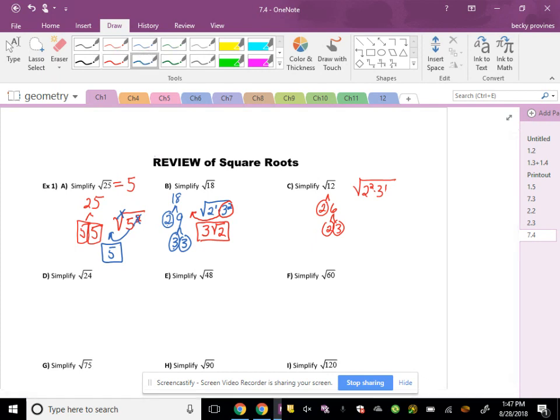So do we have any groups of 2? And we do. So the 2 become 1 and they break out. So the 2's on the outside, but the 3, it gets stuck inside. So my final answer is 2 root 3. And again, I told you how you could check it, and now you know, if you would like to do that.